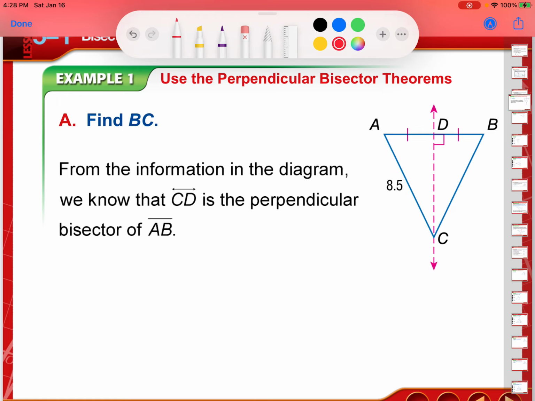So from the information in the diagram, we need to find BC. Sorry, I kind of jumped the gun a little bit there. So right away, based on our diagram, if we look at AB, that line that I made in bold blue, and then we have DC, which is a perpendicular bisector here, because it cuts AB in half, and then we can see that it intersects at a 90-degree angle, which by definition makes it a perpendicular bisector. And we're supposed to find BC.